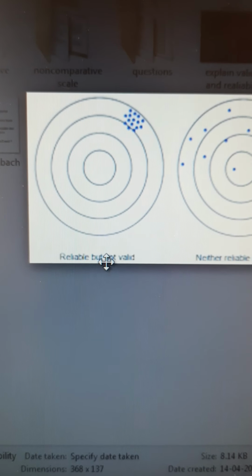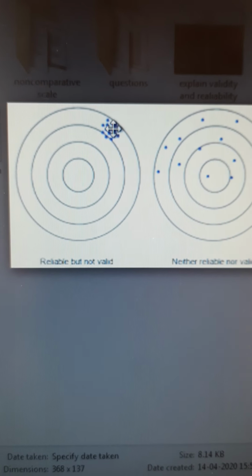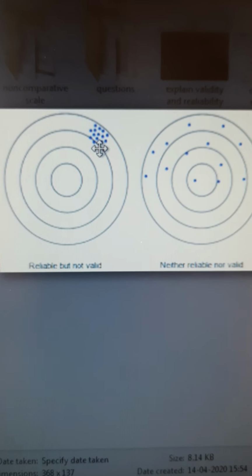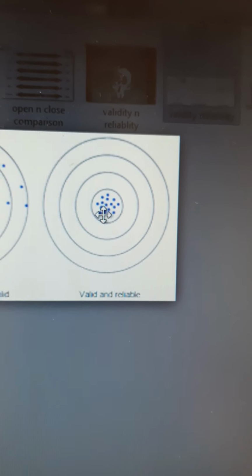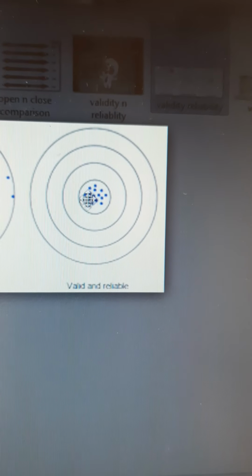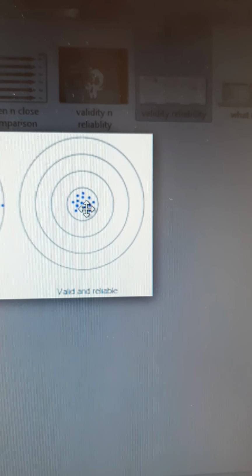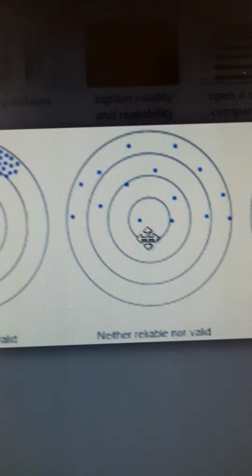Reliable but not valid. Reliable means people are understanding it exactly the same way. Okay, they are understanding the questions in the same way. So it is a reliable instrument. Look at this. This is a valid instrument. That means what the questions are asking actually is going and addressing the objectives. Exactly. This is valid. This is reliable. This is neither valid nor reliable. Neither valid nor reliable.